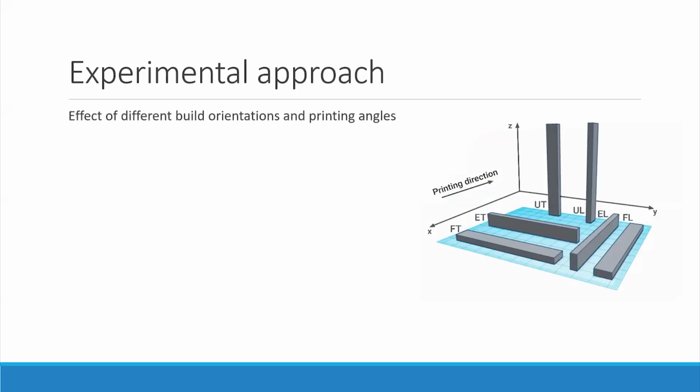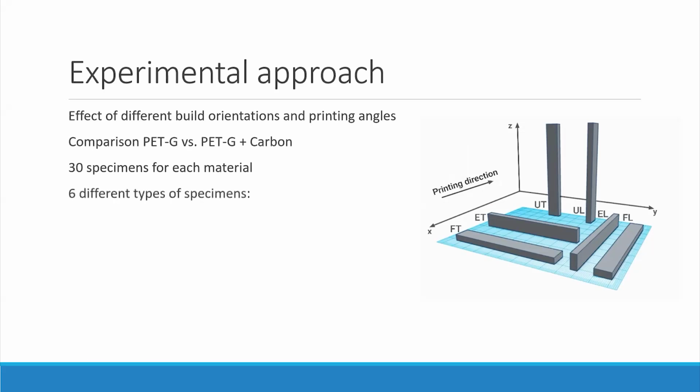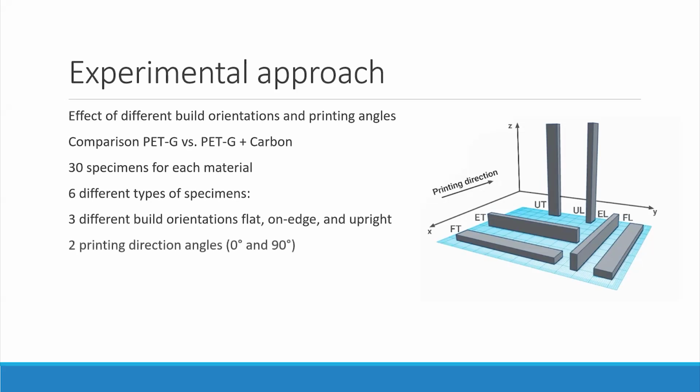Experimental approach. The goal was to investigate the effects of different filament orientations and printing angles on impact specimens. Also, compare PETG and PETG plus carbon. 30 specimens were tested for each material. There were 6 different types of specimens, which can be seen on the screen right. 3 different filament orientations: flat, on edge, upright, and 2 printing direction angles, 0 and 90.